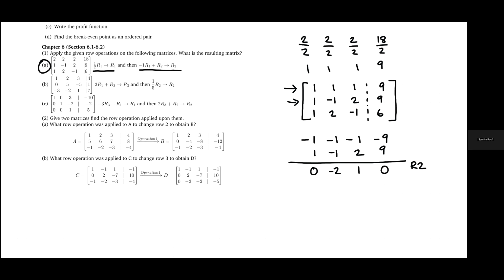So the resulting matrix we're going to get is 1, 1, 1, 9. We replaced row 2 with 0, -2, 1, 0. And then we have a 1, 2, -1, 6. Okay. And this is the resulting matrix based on these row operations. And then those same techniques will apply for the next two examples. All right, now let's look at 2A.